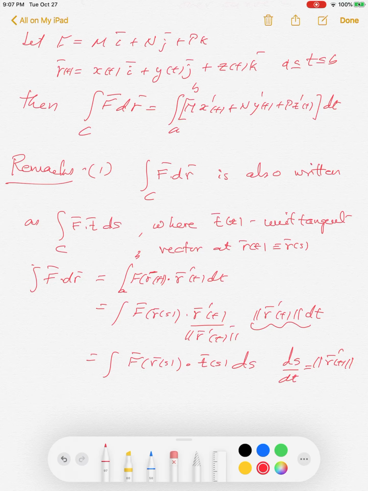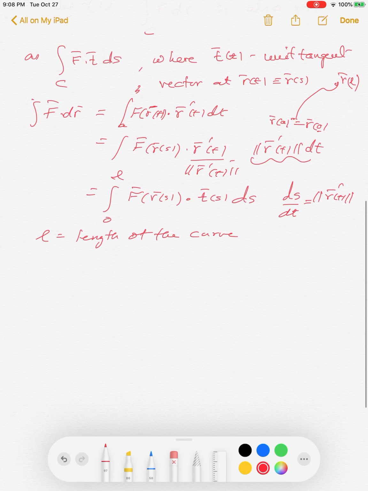It comes from the formula that s is the integral of the norm of r bar prime. So this is why you can write the same integral as exactly this if you use the arc length parameterization. So if your parameter is now arc length, the point r bar(a) will be now r bar at 0, meaning s is 0, and the endpoint is r bar at L. L is the length of the curve, so this will go from 0 to L. Good. So this is another notation.